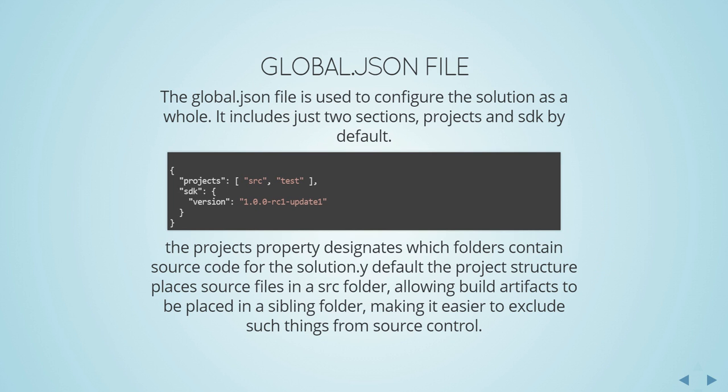It includes two sections, projects and SDK. So what's the SDK our application is using, and what are the different projects? So projects are basically these. When you say source, I have one project in this directory, and then I have another in this one. You can have a custom path also.